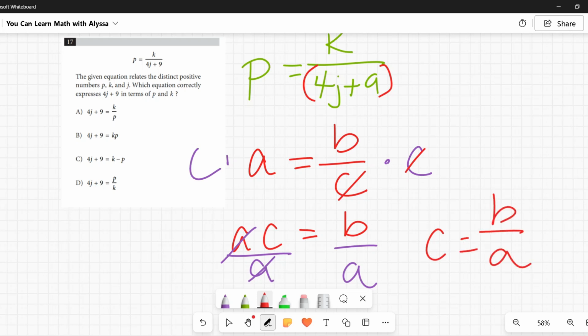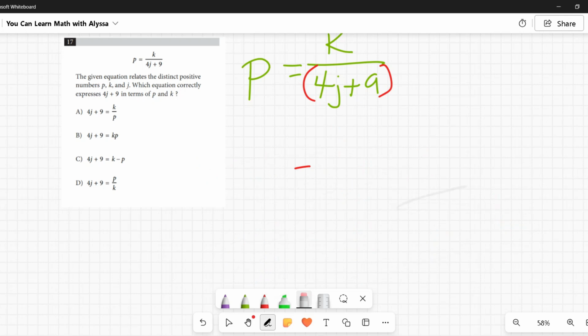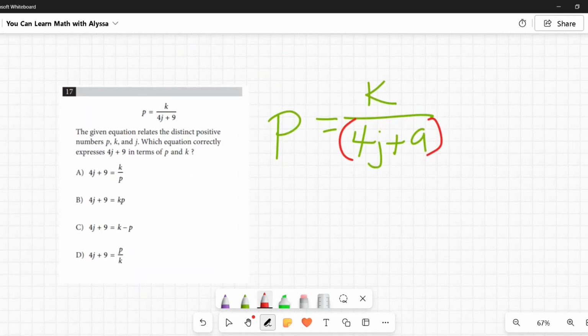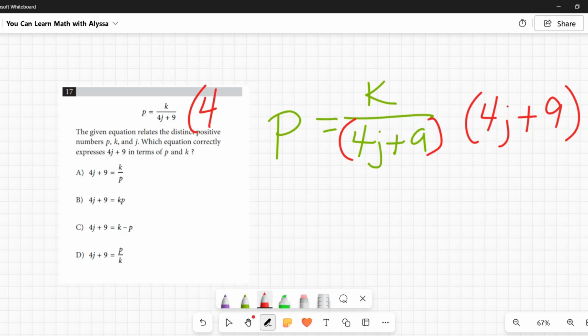That's always the process when the item you're solving for is in the denominator. So let's do that up here with 4j plus 9. I'm going to multiply both sides by 4j plus 9. I love the ones where it's in the denominator because those tend to throw students off.